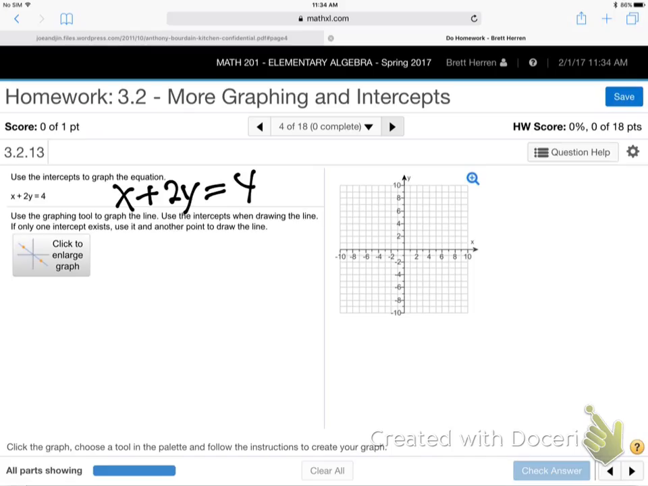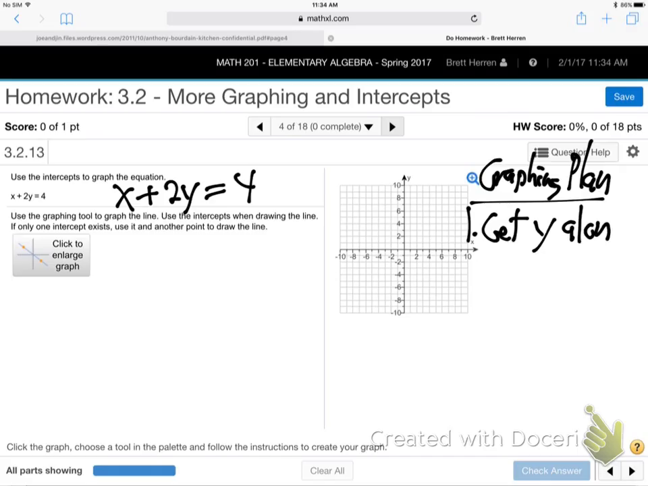Remember, we have to start by getting y alone. So let me write for you some general instructions on graphing. So here's the graphing plan. Number 1, get y alone. That's the first thing. So let's do that first.